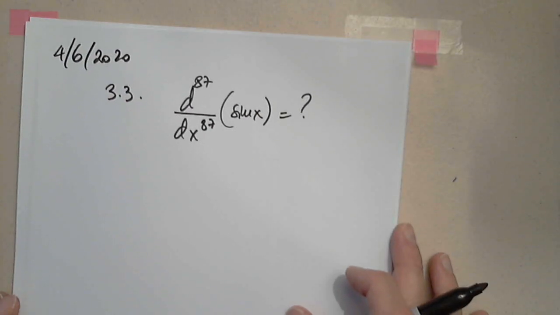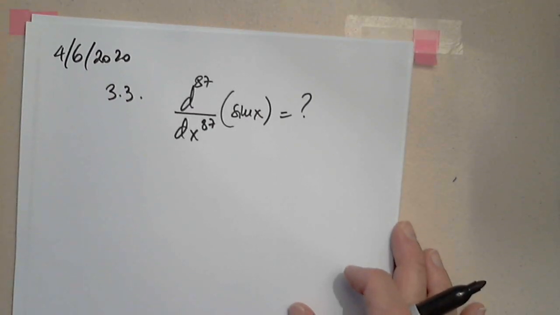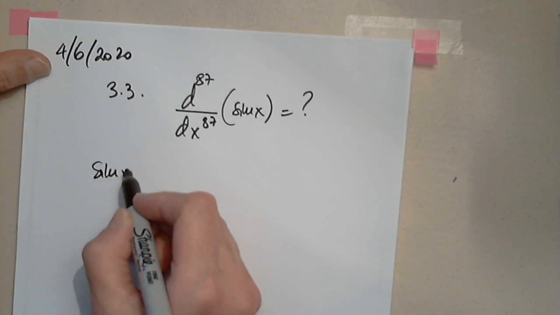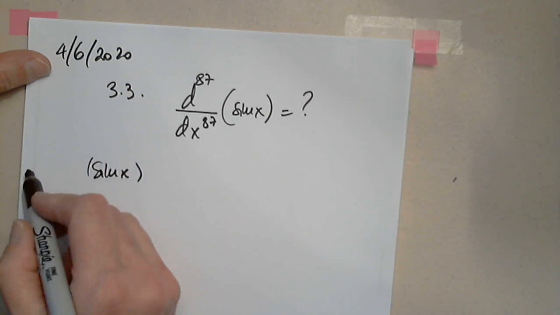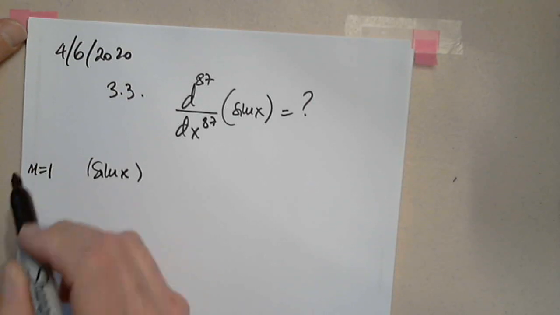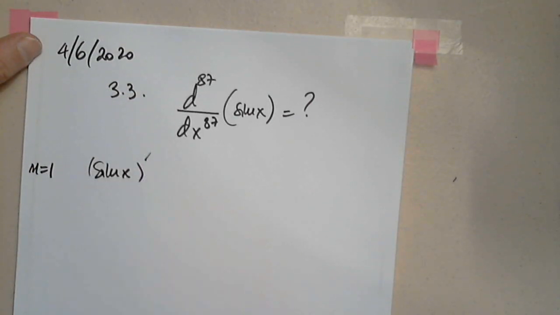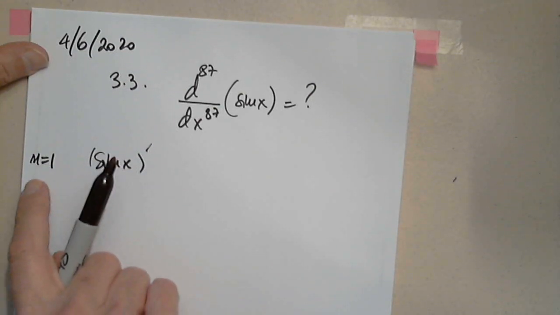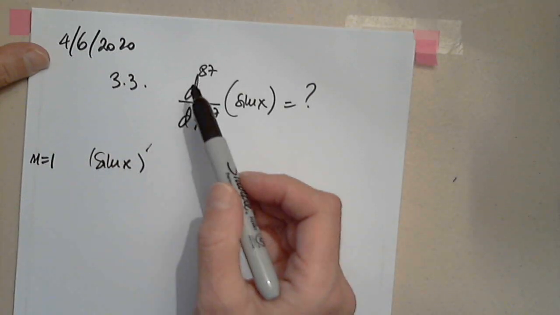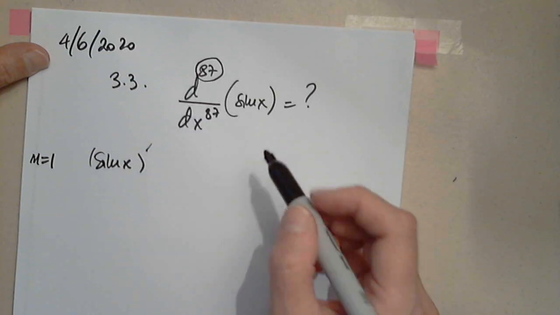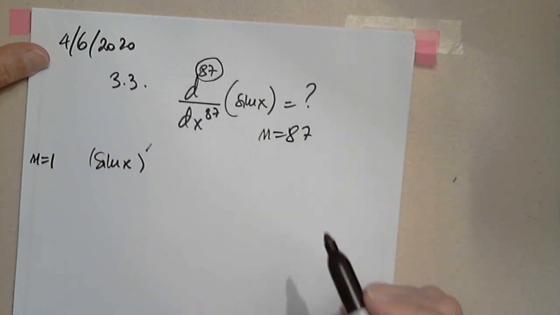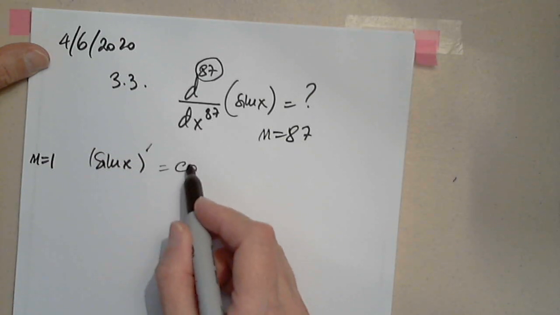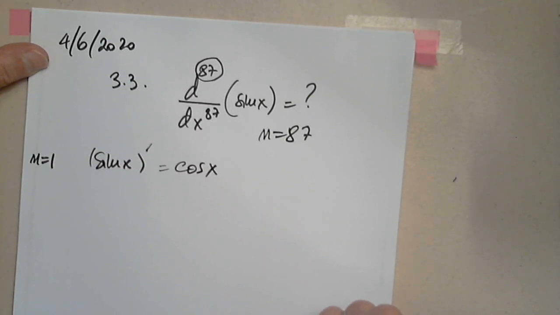A few derivatives to see the pattern. So let's start with the function sine x, and I'm going to say n equals 1 because we differentiate the first time. When n equals 1, differentiating the first time, because we're going to get to n equals 87 eventually. So n equals 1, sine prime is cosine x. Would you agree with that?